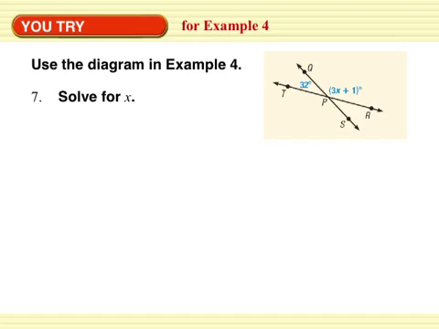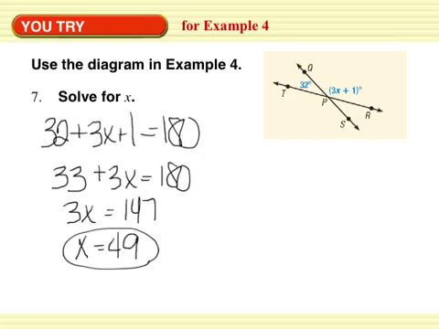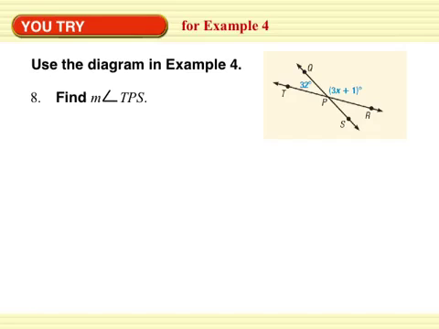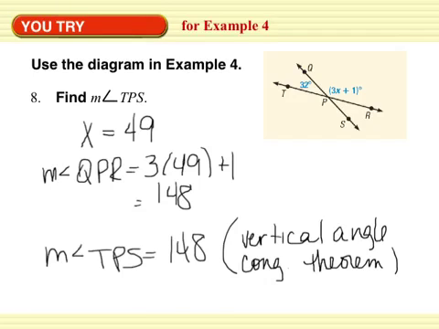You try. Use the diagram in example 4. Solve for x. This isn't saying to show your reasons or write it like a proof. It just wants you to solve for x. So go ahead and push pause. There you go. Next. Use the diagram. Find the measure of angle TPS. Push pause. There we go. We already knew that x equaled 49. So I solved for this angle measure, and then we know that this angle and that angle are vertical, so they're equal.